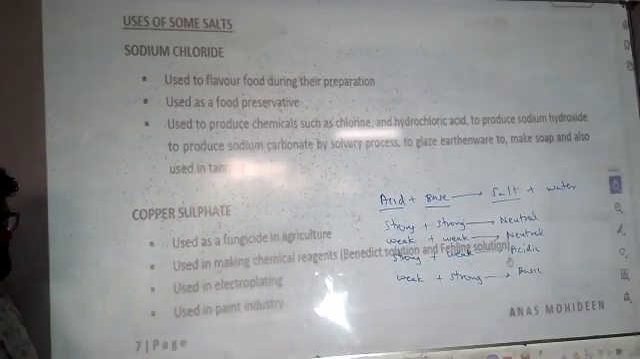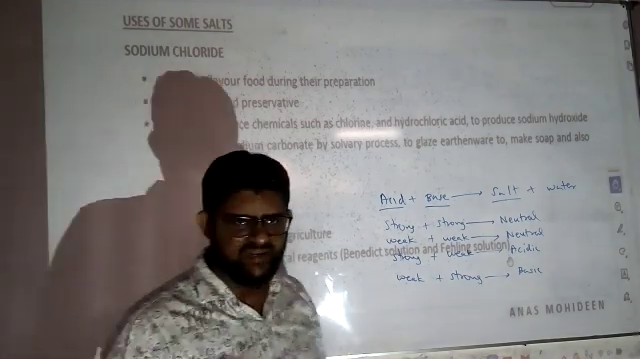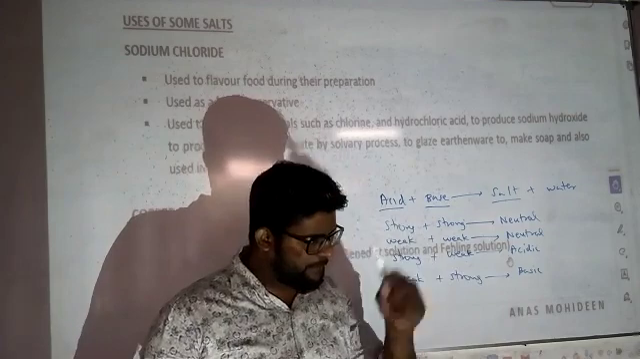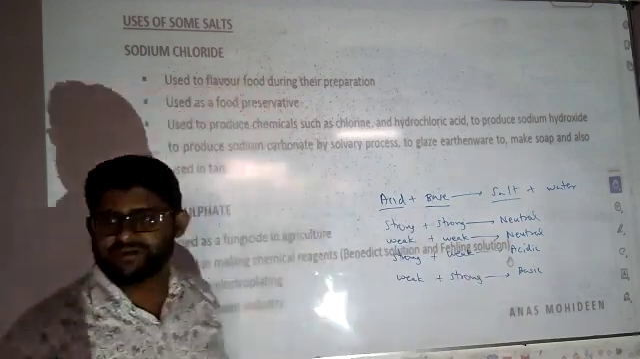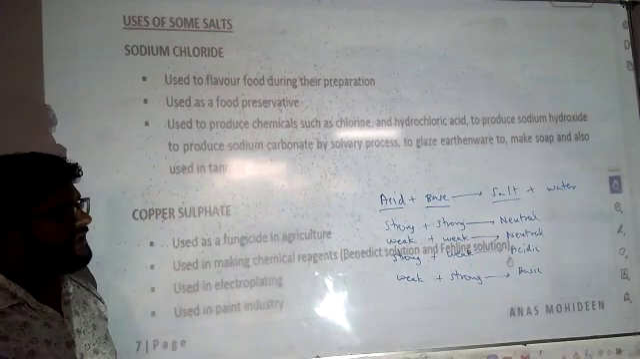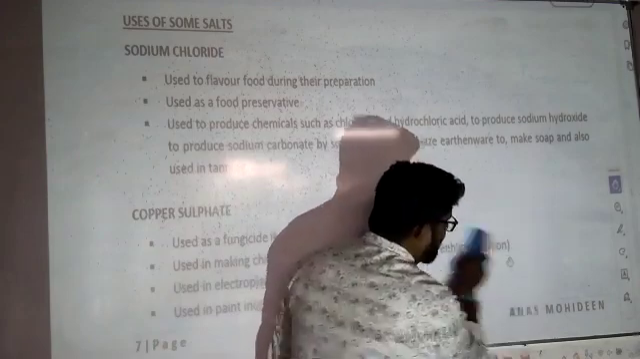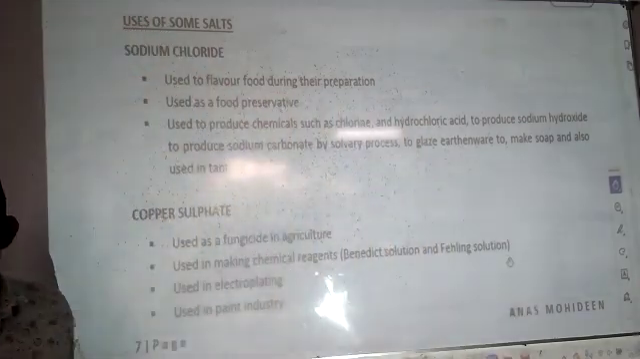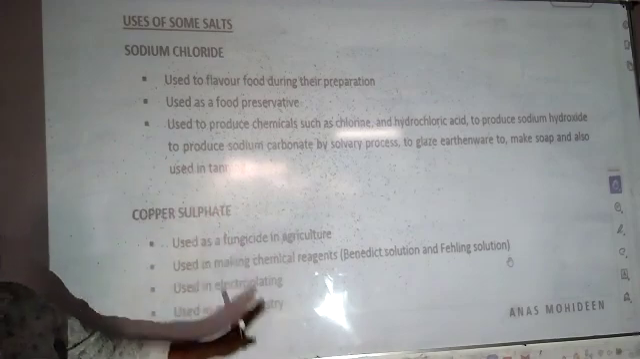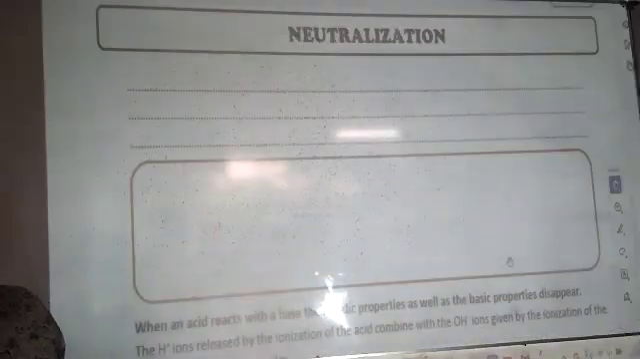It is used in the paint industry, and also in electroplating as an electrolyte. To pass the current, we use copper sulfate because copper sulfate is an ionic compound. When it is added to water, it can act as an electrolyte and conduct electricity. Is that clear? So that is about salts with examples, right? And neutralization.